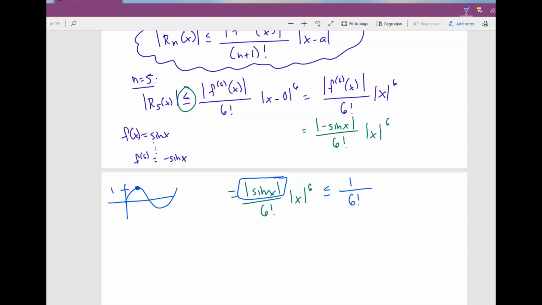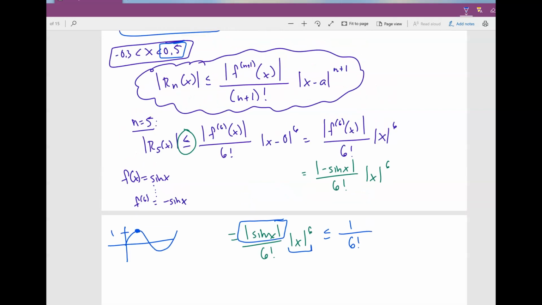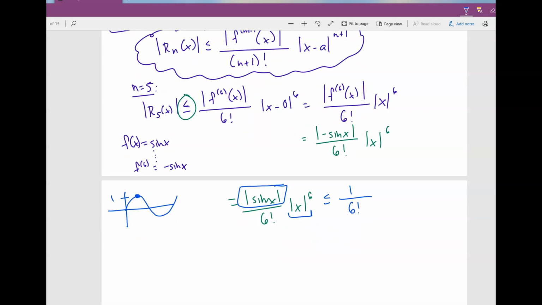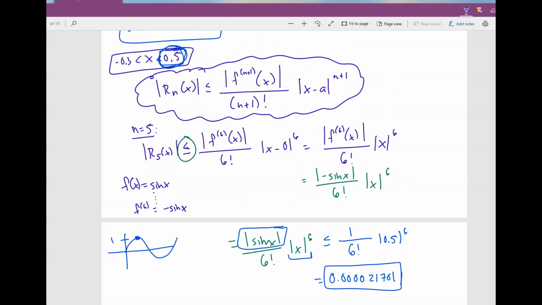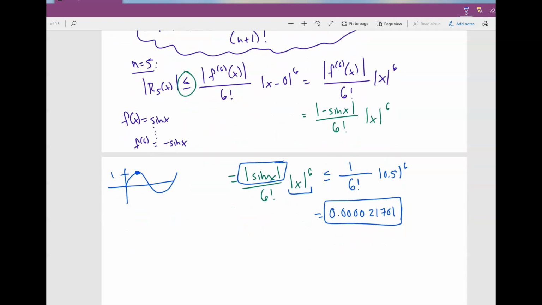Divided by 6 factorial, what is the greatest value that the absolute value of x to the power of 6 can be? The highest value that x can be in this case is 0.5. So I'm going to put 0.5 here, so this is going to be 0.5 to the power of 6. All I have to do is put this in my calculator, and I'm going to get 0.000021701. That means that my error between these two numbers, from negative 0.3 to 0.5, cannot exceed this amount of error.